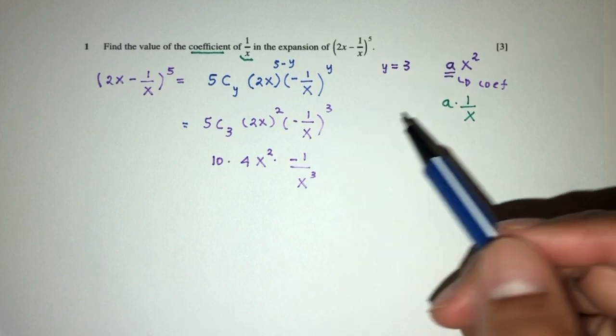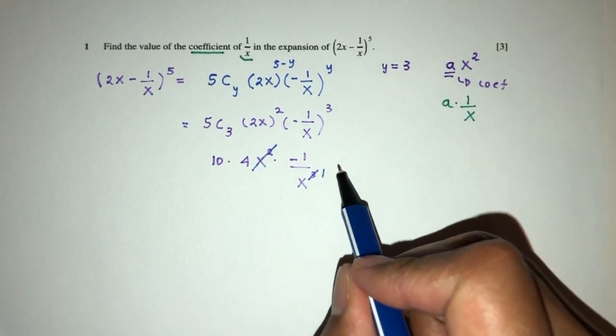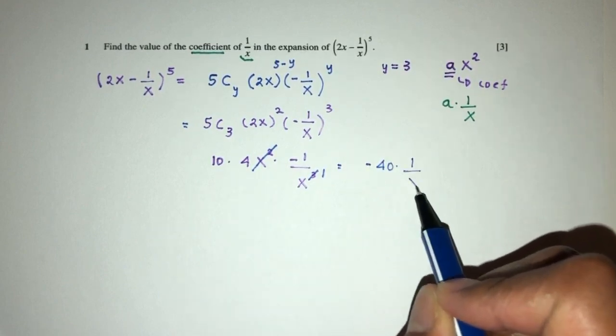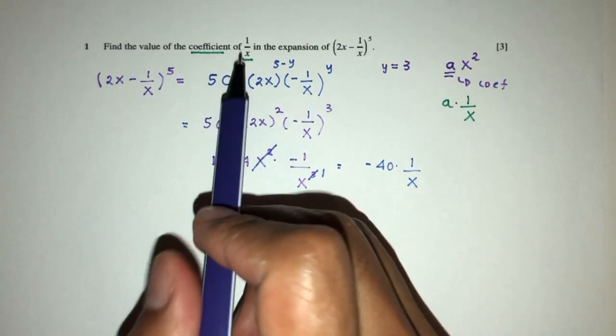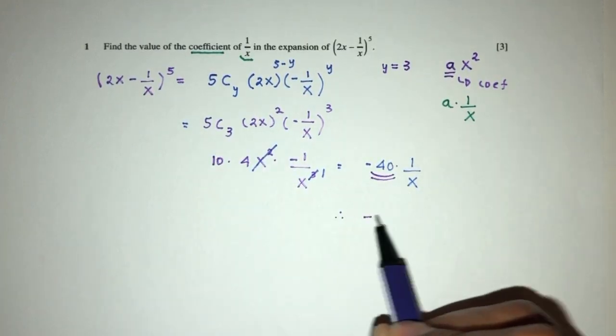Now simply we just have to simplify. This one will cancel out with this. So you will have minus 40 1 over x. So the coefficient of 1 over x will be the value in front of 1 over x. Your answer will be minus 40.